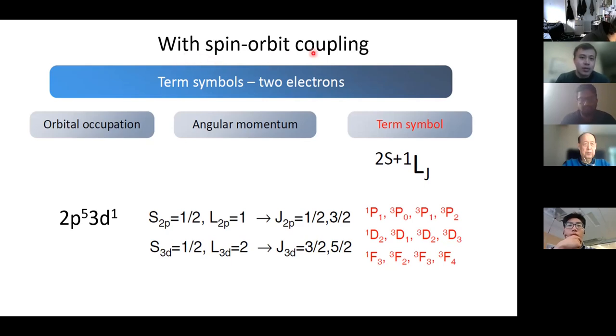And when we consider the spin orbital coupling, we still look at the same system. This is still 2p5 3d1, right? And we can do the same thing for the S and L. This is the same. We derive the S, right? We derive the L, right? Now we can realize that this S and L could interact also in a way that is similar to the vectors, not exactly as vectors, but similar.